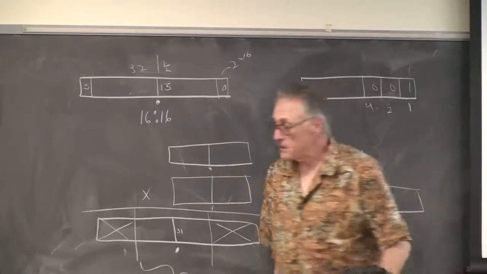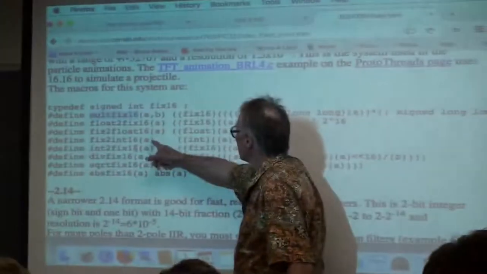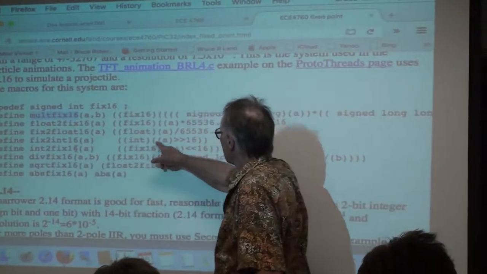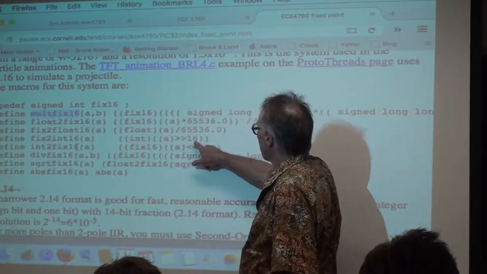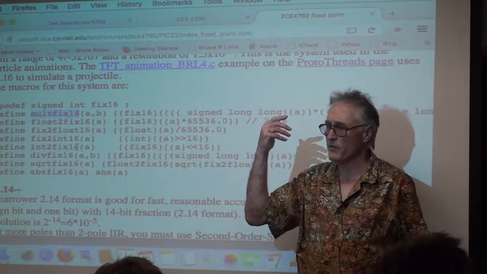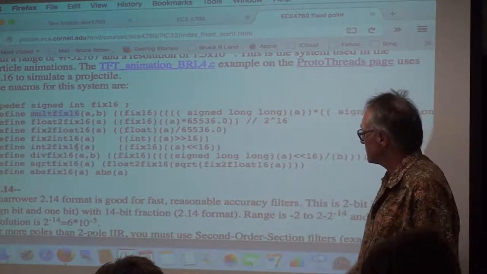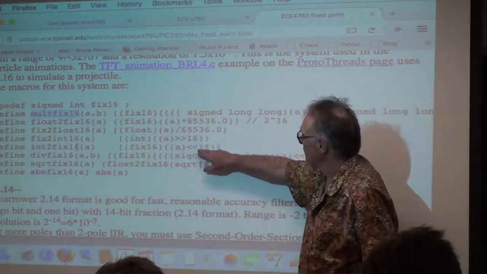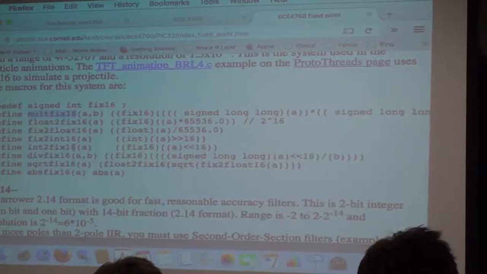Going fixed to int is just the opposite. This actually truncates. Fixed to int 16 takes the value in A, which is now a fix, shifts it right 16 and converts it to an integer and just throws away all the binary, all of the fractional bits. These two are fast. Int to fix and fixed to int are fast because there's just a single shift and it's a fixed point operation.